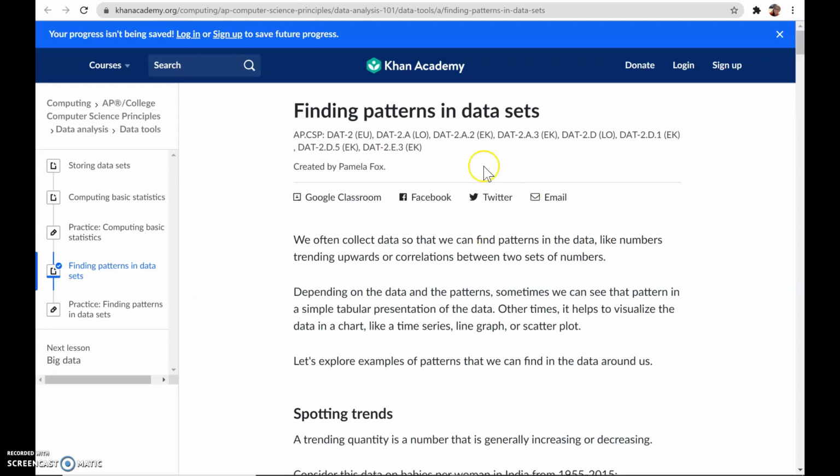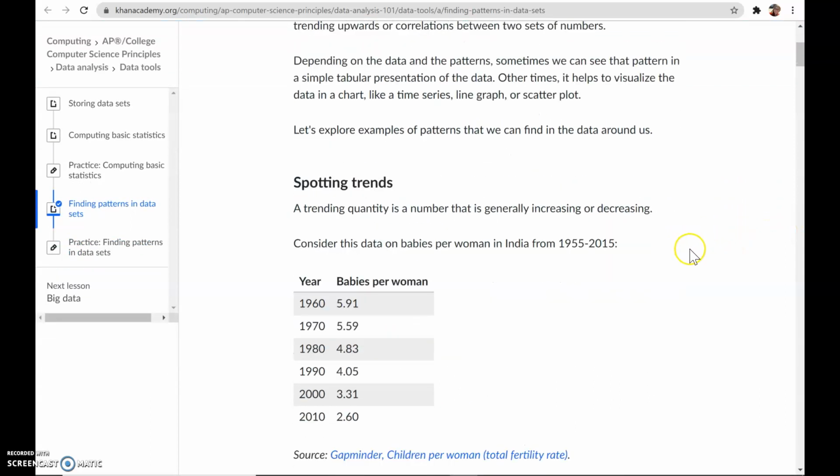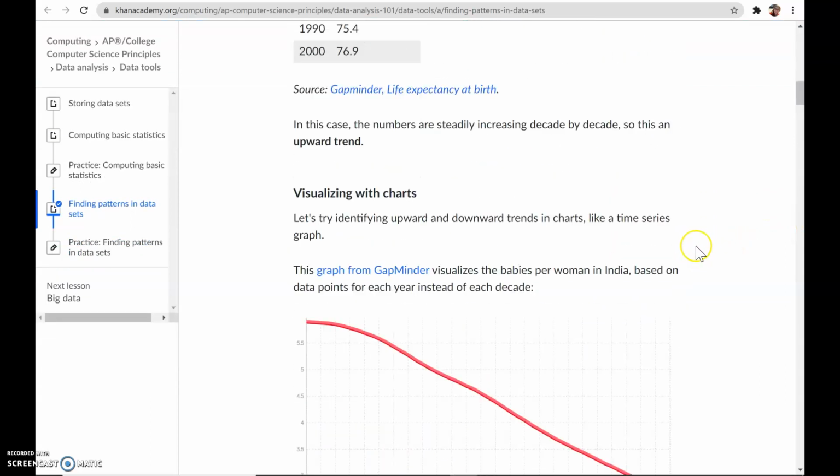Hi, you're watching this video if you are planning to retake the graphing quiz. This is a reading that you were supposed to read about finding patterns in data sets, and there are some really important things we need to learn here in order to do well on this quiz.